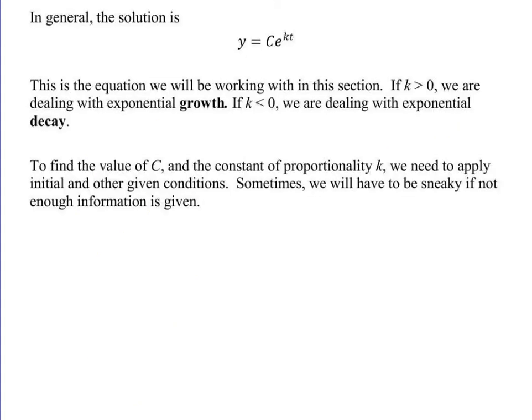That's the way you do it. So the general solution is y equals c e to the kt power. And this is the equation you're going to be working with a lot in this section. If k is greater than 0, we're talking about exponential growth. If k is less than 0, we're dealing with exponential decay. To find the value of c and the constant of proportionality k, you just need to apply an initial condition and another given condition. It's basically like you have two unknowns, so you'll have to come up with two different equations. Sometimes you have to be sneaky if you're not given enough information. So we'll do a problem or two like that.